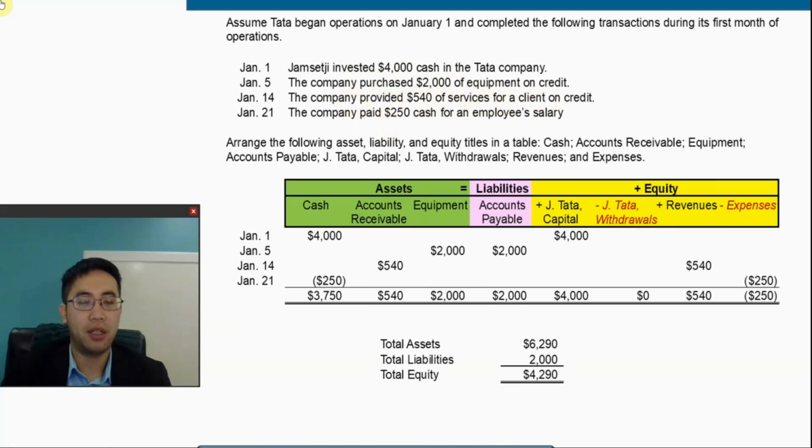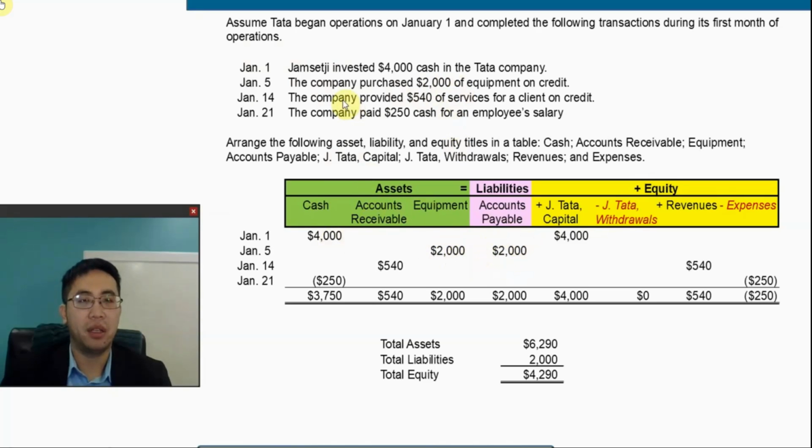So for the first transaction, it's $4,000 cash being injected into the company, and then $4,000 capital for the owner's equity. In the second one, the company purchased $2,000 equipment on credit, so you will see that equipment increased by 2,000 from zero, but the company did not pay the cash. The company will pay later, so that would be recorded as account payable, which will be settled in the future. You will see 2,000 here and 2,000 here, they match.